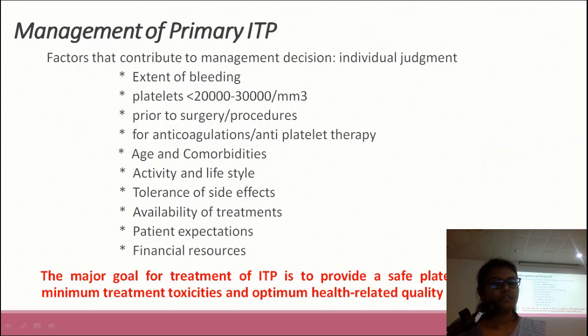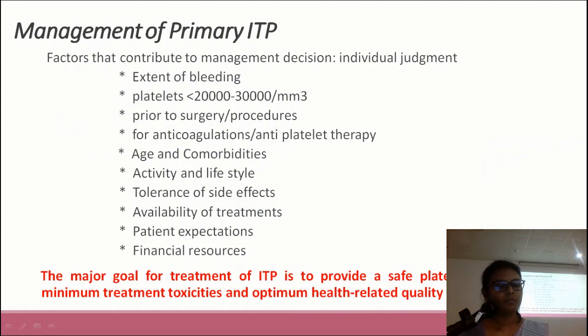In advanced age and high-risk comorbidities for bleeding, yes, we have to consider, and high-risk activities or lifestyles making them prone to trauma, we have to treat. And we should consider tolerance of the side effects, availability of treatment. In Sri Lanka, we don't have all kinds of treatment, so we should practice according to the availability. And patient expectations and financial resources.